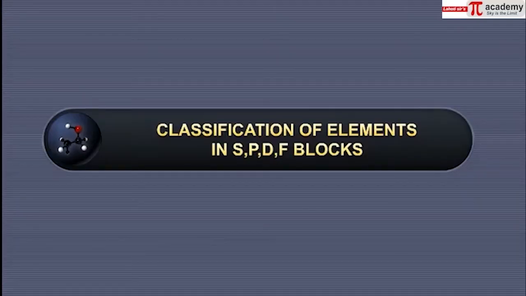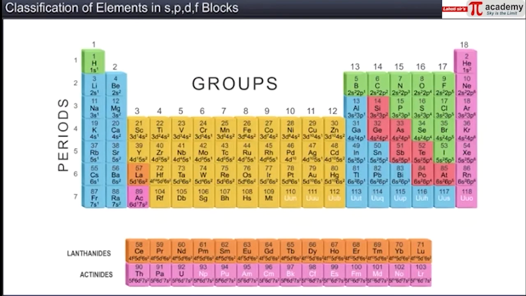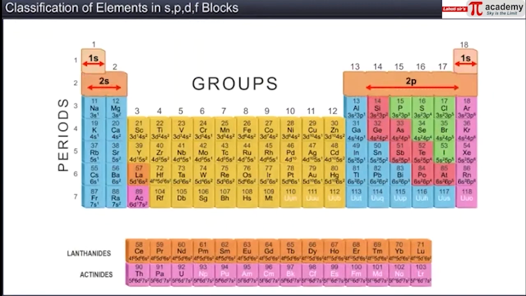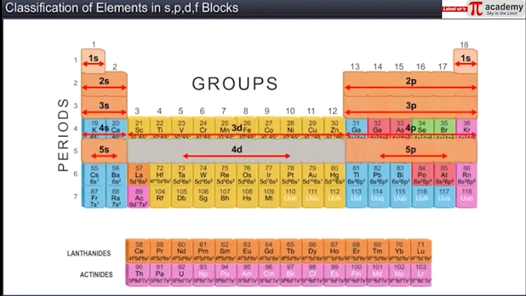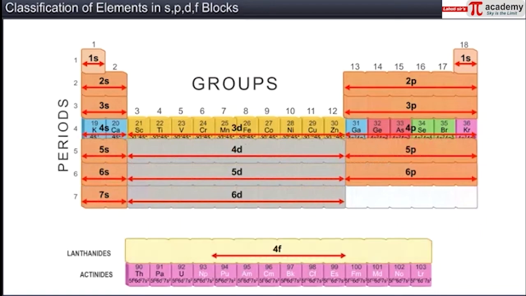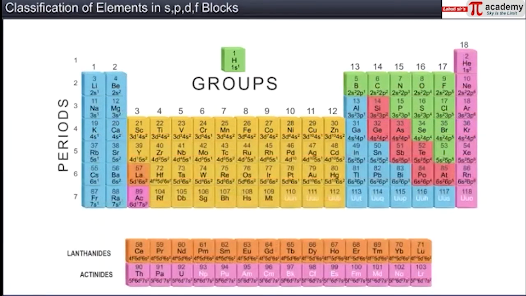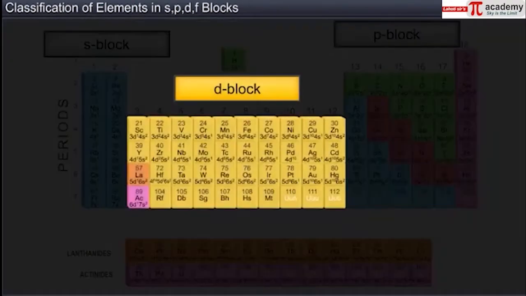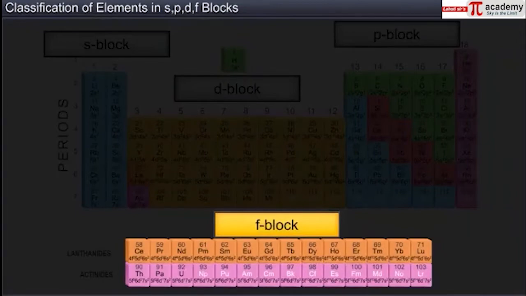In this module, you will learn about the classification of elements into S, P, D, and F blocks of the periodic table. We have studied that the position of an element in the periodic table is based on its valence shell electronic configuration. Based on the type of atomic orbitals which receive the last electron or differentiating electron, these elements are categorized as S, P, D, and F block elements.